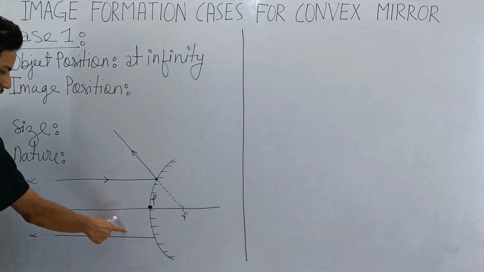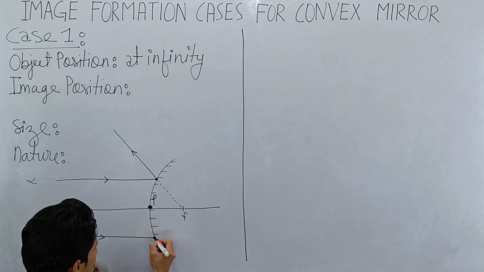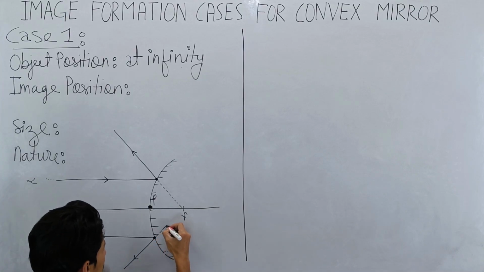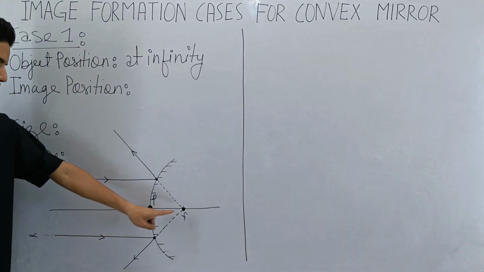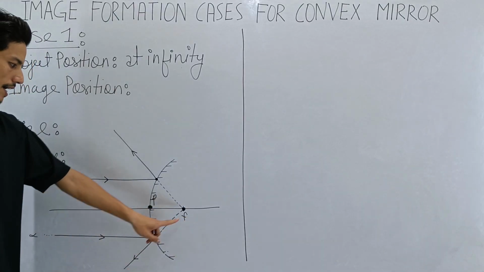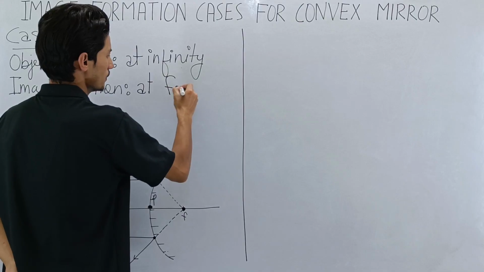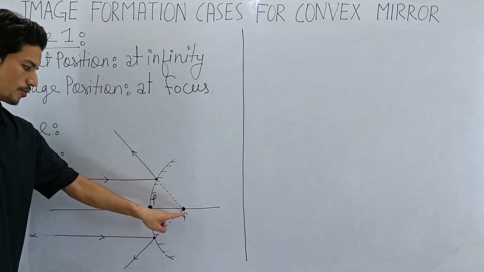Then let's do the same thing for this second ray. So this will also diverge. This is the point of incidence, and it will diverge, and then we will trace it back. It will go like this, okay? And then if we trace it back, they appear to meet at focus. So this is where the image will be formed, at focus. Image position is at focus.